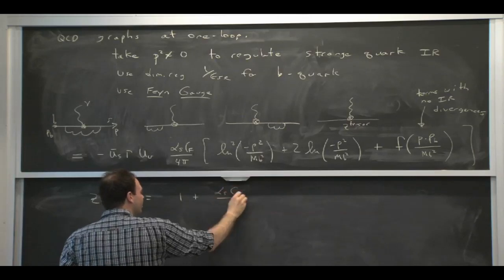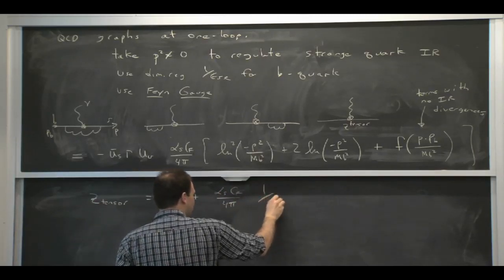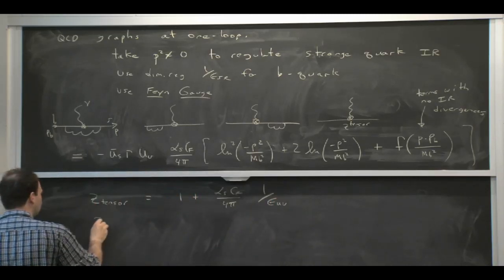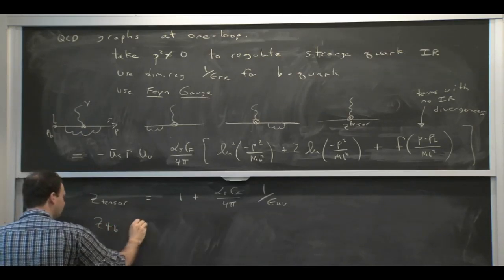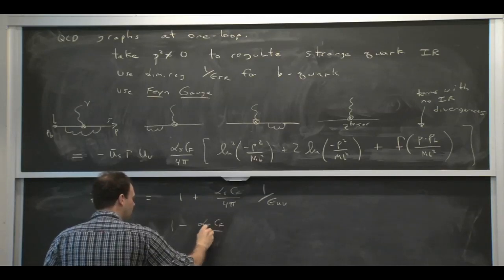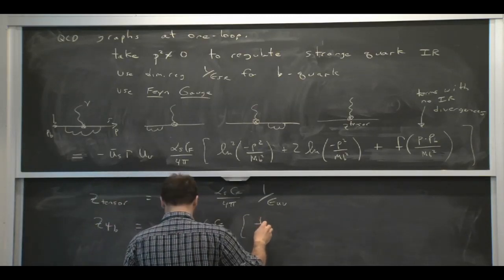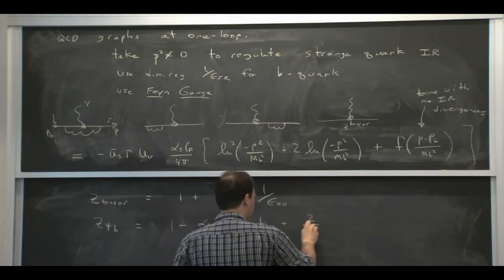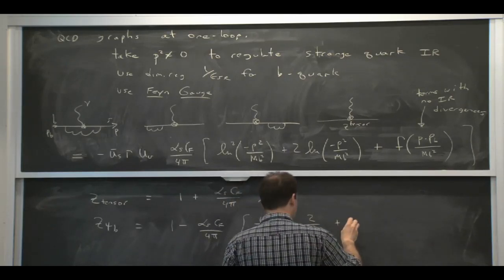So the tensor current in QCD has a z factor. It looks like that. There's a z for the heavy quark. And if I include the finite residue as well as the divergent pieces, this looks like this.